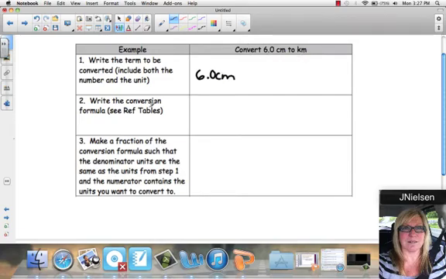Write the conversion formula. So what do we know about centimeters to kilometers? Well, let's break it into small steps. If we use our chart, we know that to go from kilometers to meters is 3 places. So 1 kilometer is equal to 1,000 meters. That could be one conversion factor we would use. Then, if we look at meters to centimeters, we know from our chart that centimeters is 2 places to the right of meters. So 1 meter is equal to 100 centimeters.